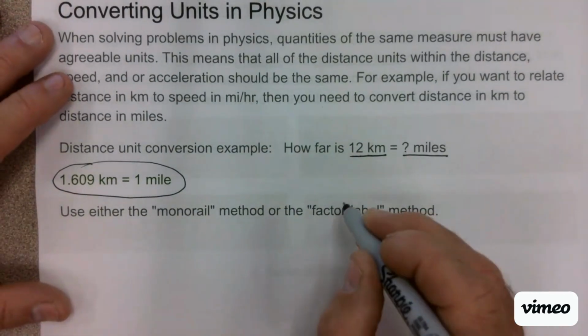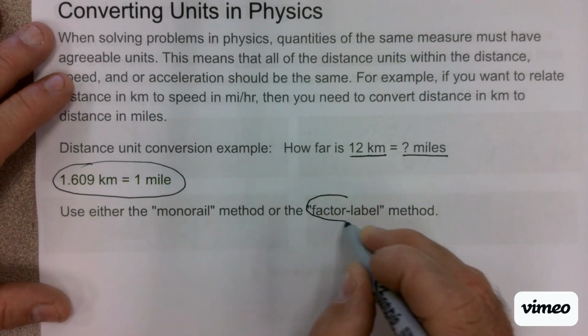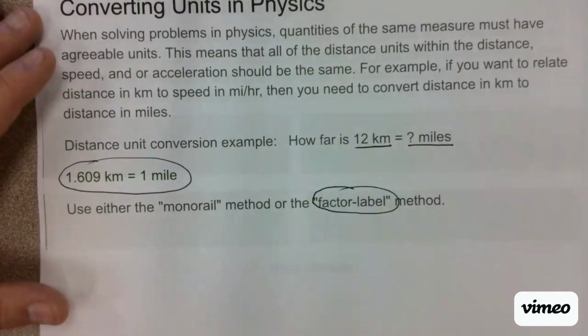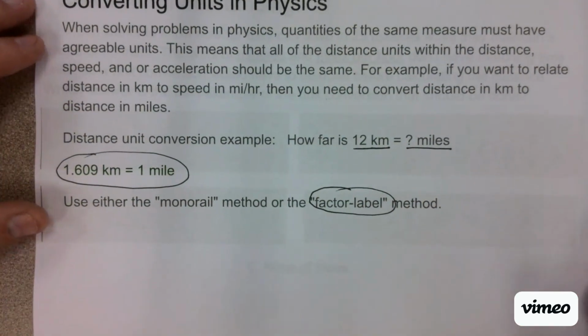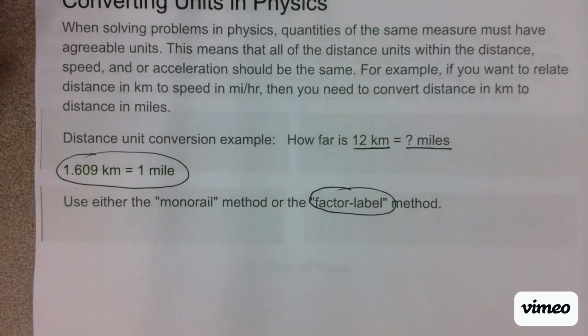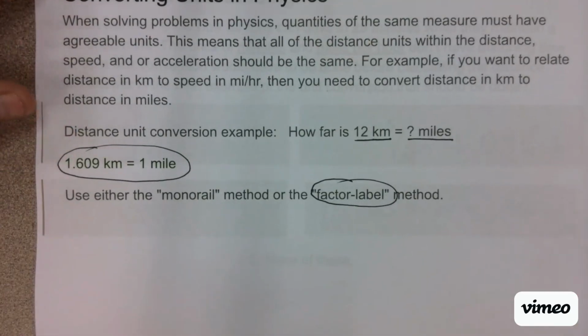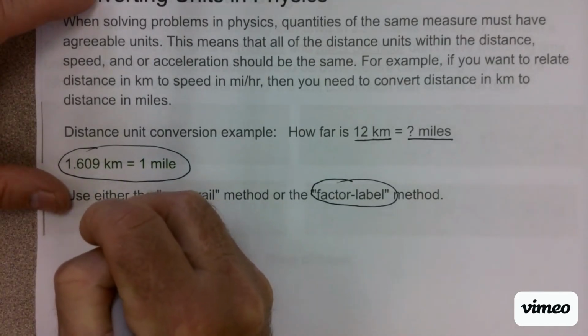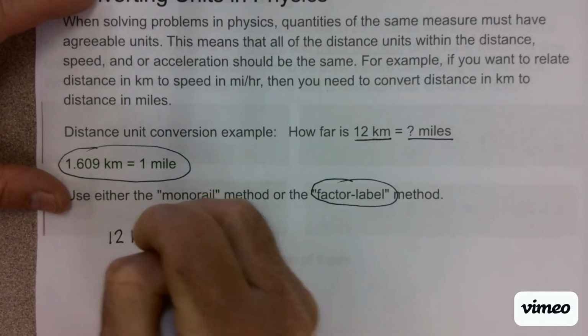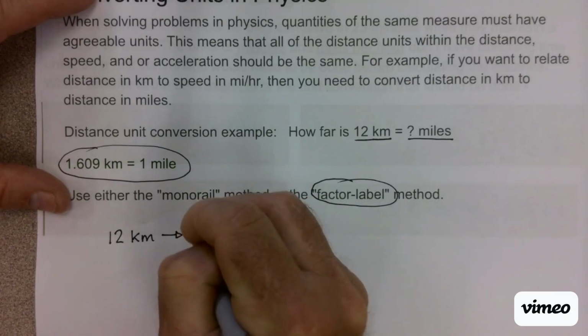So the first one I'm going to show you, I'm going to show you this first with the factor label method, just because that's my preferred method of doing this, and that's also really the most common method that you see used throughout the world. So the way I start is simply like this. I'm going to convert 12 kilometers to miles.